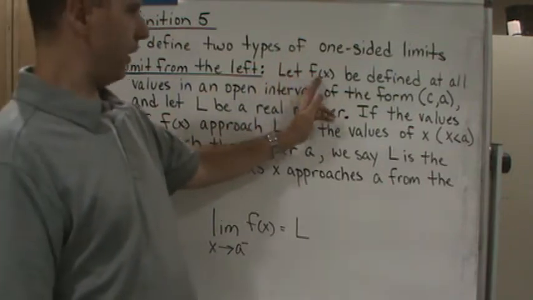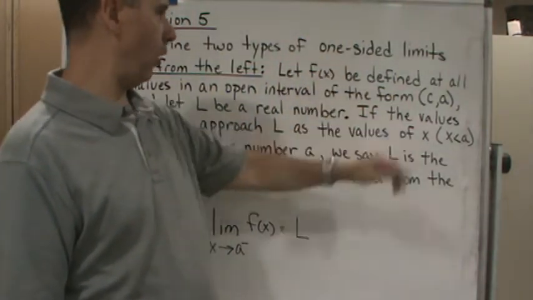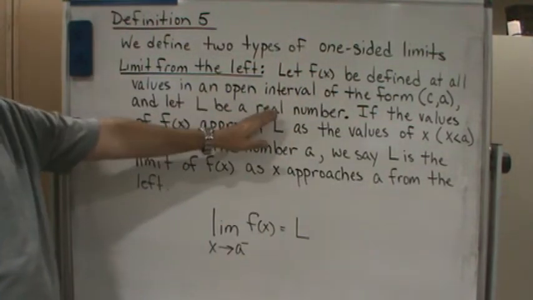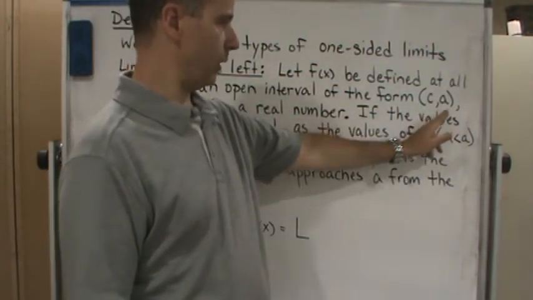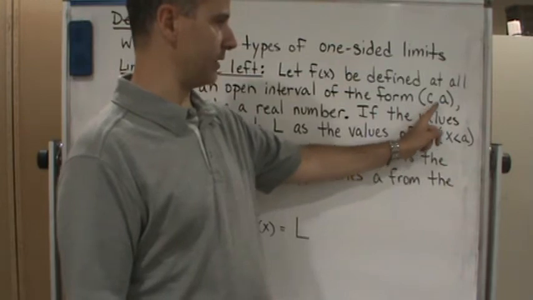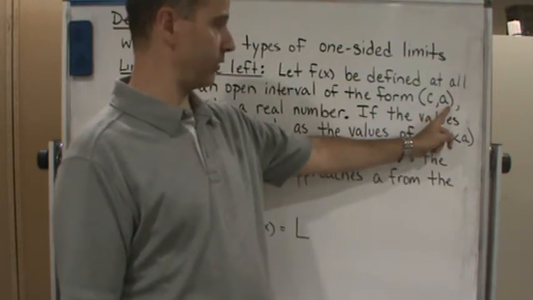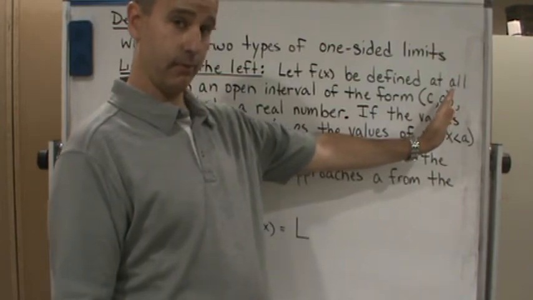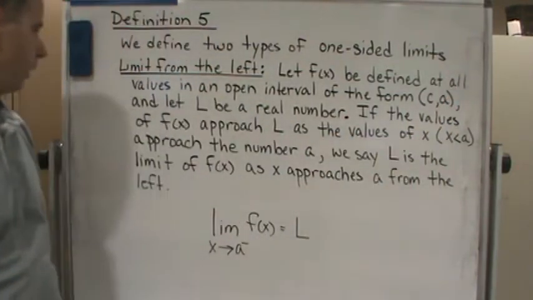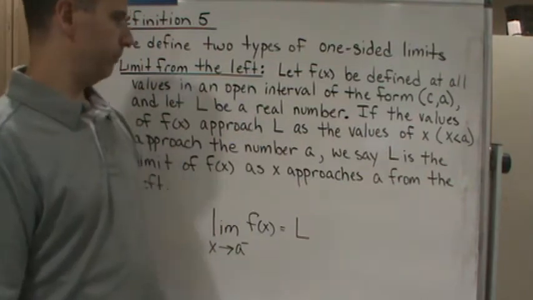So we let a function f of x be defined at all values in an open interval of the form (c, a), where you see that we start with some constant. A is the value, right? So we're going to be approaching everything from the left, okay, in this interval. And let L be a real number.